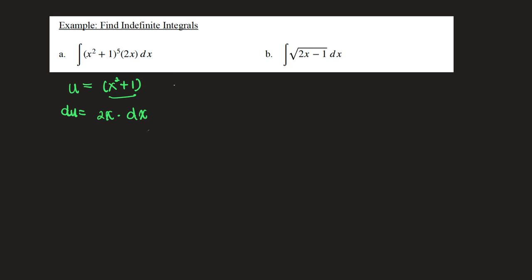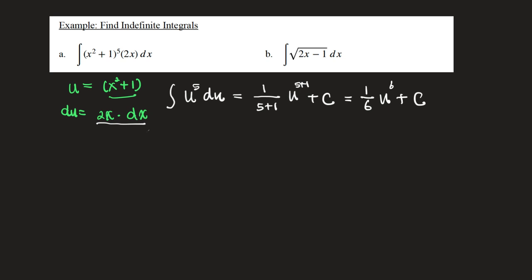Here is the integral of (x squared plus 1) to the fifth power times 2x dx. With u equal to x squared plus 1, 2x dx is going to be du. You see that, guys? Now you can find the antiderivative. Power rule: 1 over 5 plus 1, u to the 5 plus 1, plus c. Then 5 plus 1 is 6, so 1 over 6 u to the 6 plus c.